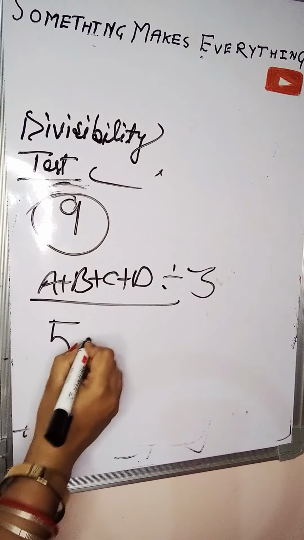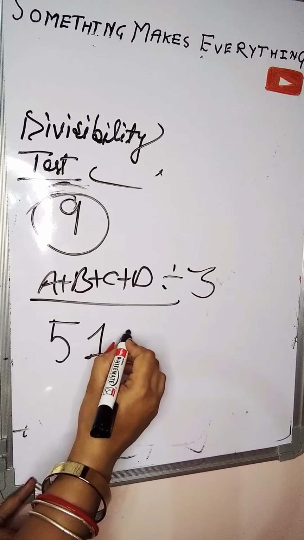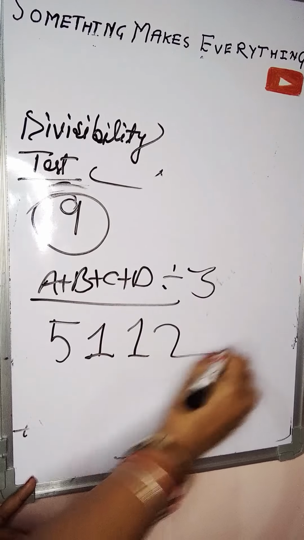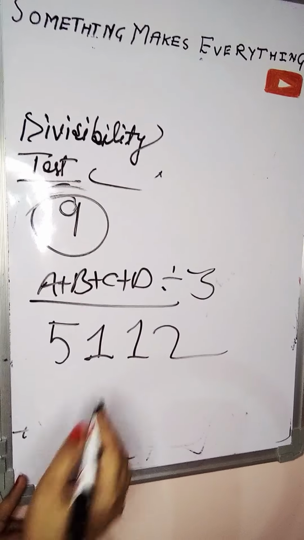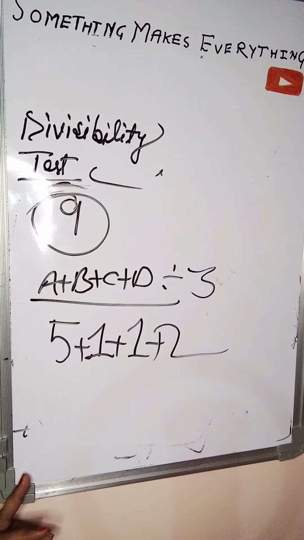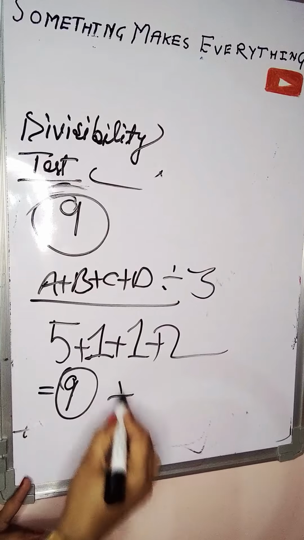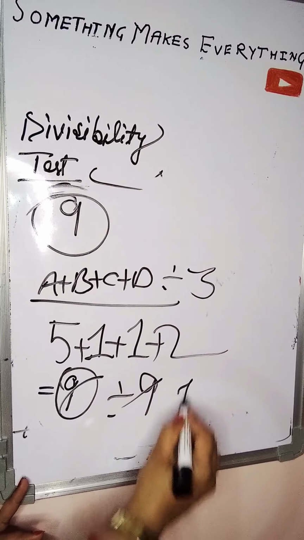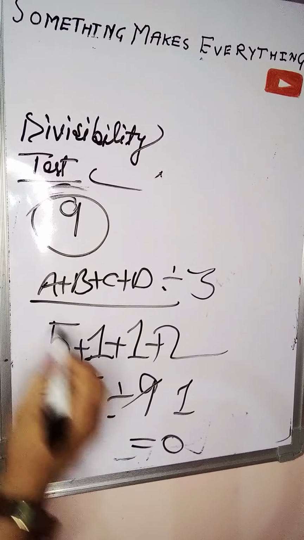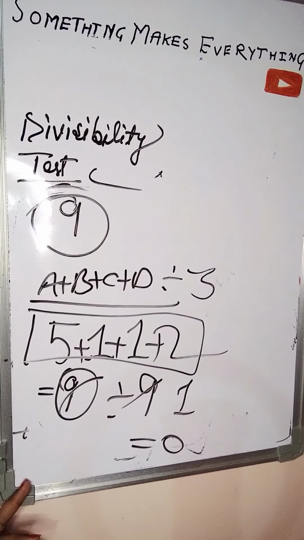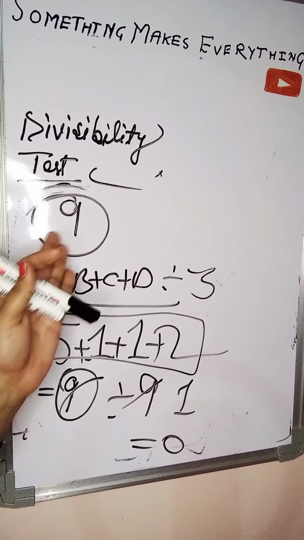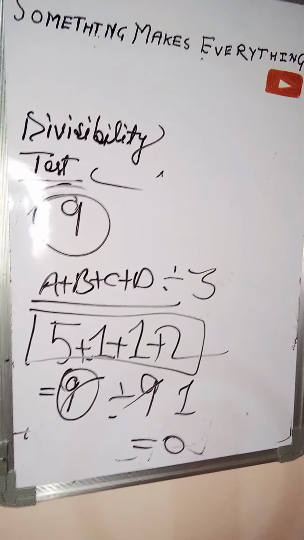Suppose I have 5112. So you will just add the digits here. What will be the result? 9. This 9 is completely divisible by 9. Remainder should be 0. So this 5112 will be completely divisible by 9 also. This was the rule for number 9.